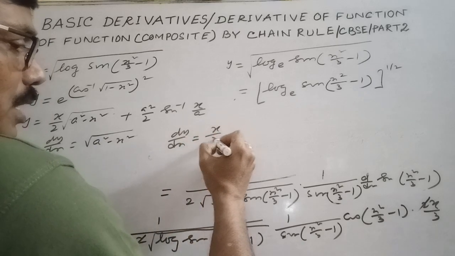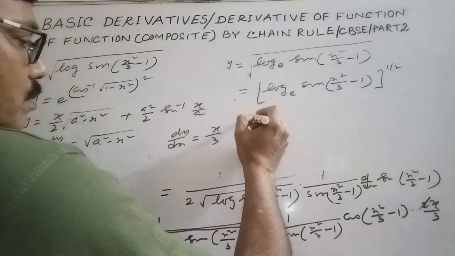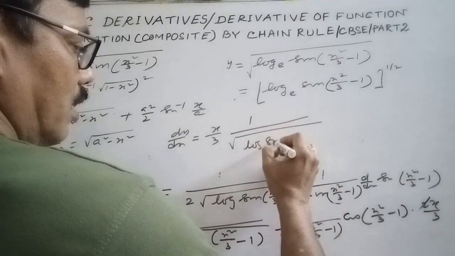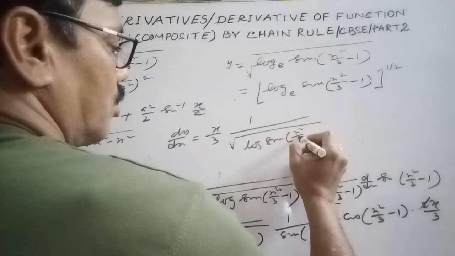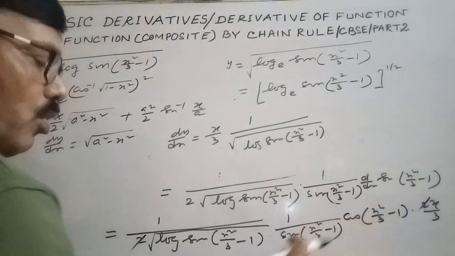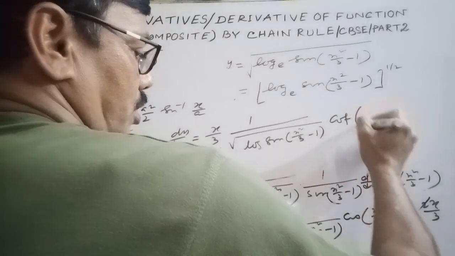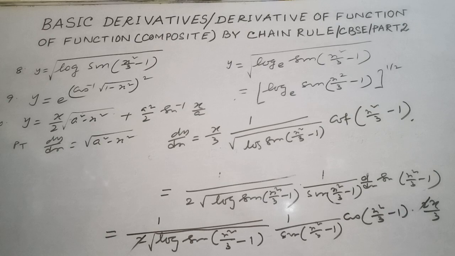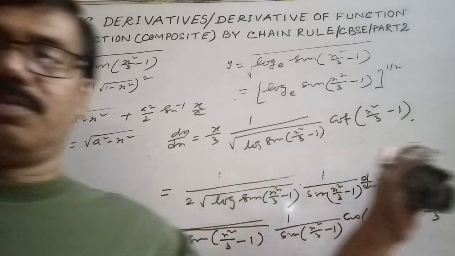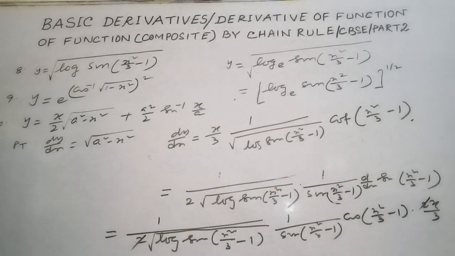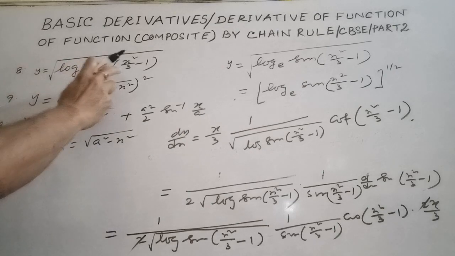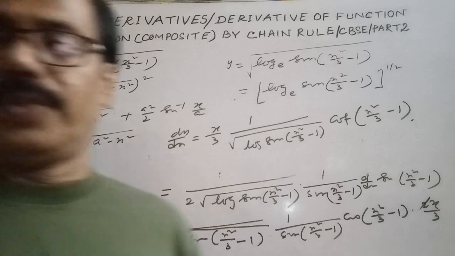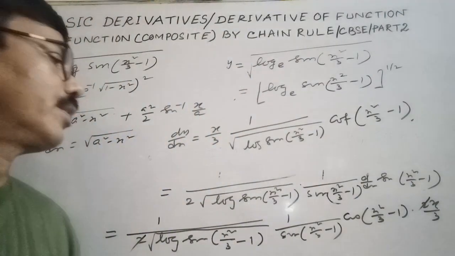So, x by 3 comes forward. Then log sin x² by 3 minus 1. So cos by sin, this is cot x² by 3 minus 1. So, this is our final result. So, identify the main function, this whole to the power half, perform the derivative, then d/dx of the argument.